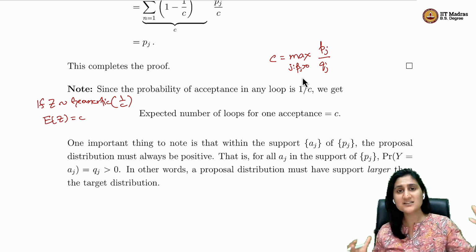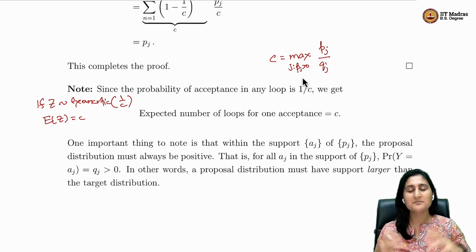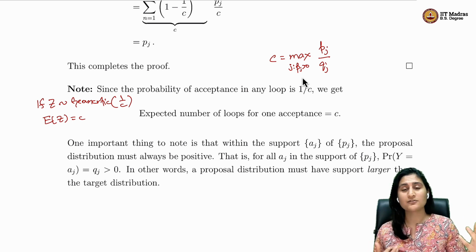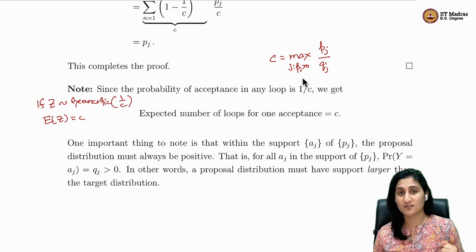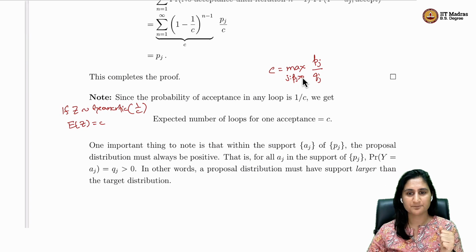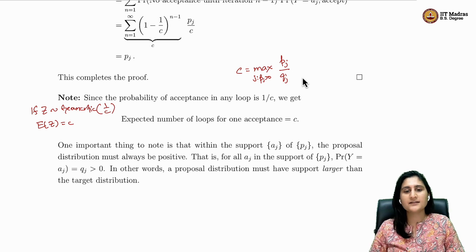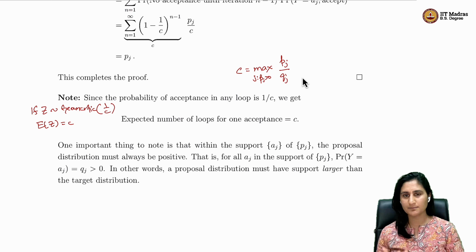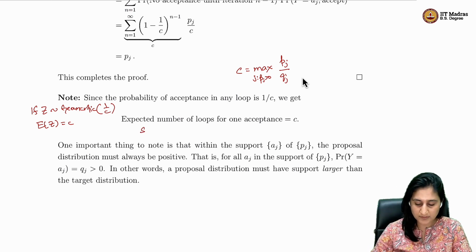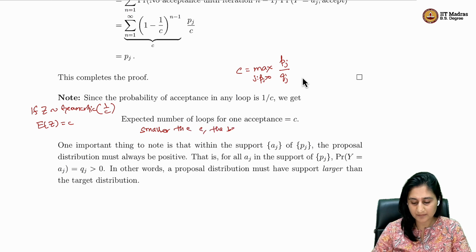If this maximum is really large, then I may have to wait a really long amount of time to get one draw. All of this is to get one draw from my target distribution. So that can be quite inefficient. So C basically tells us how efficient the algorithm is. The smaller the C, the better it is.